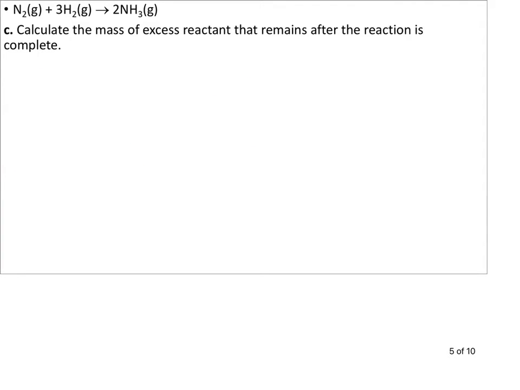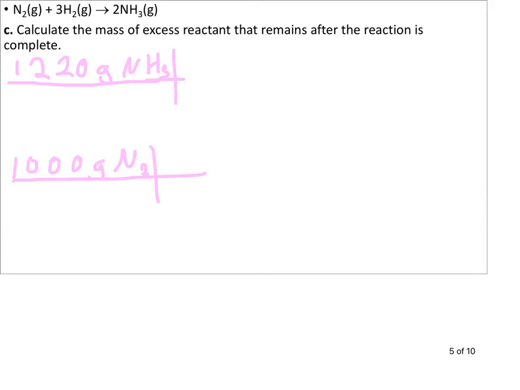In part C, we want to calculate the mass of the excess reactant after the reaction is complete. Here, you can either start with 1,220 grams of ammonia, or you can start with 1,000 grams of nitrogen, the limiting reactant. It doesn't matter which one you start with, you'll end up getting the same answer. I'll go through both of them, but you should have only done one of them.